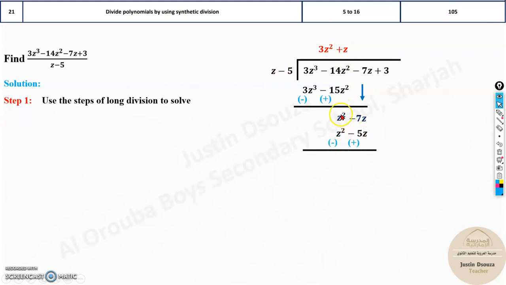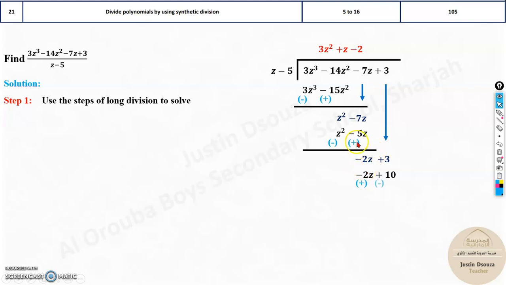Solve it again. The first term gets cancelled. Z squared cancels because it's negative and plus. Over here you will have minus 2z, because minus 7 plus 5 is minus 2. Bring the next term down. What do you have to multiply now? Minus 2. Minus 2 times z would be minus 2z, and minus 5 times minus 2 is plus 10.